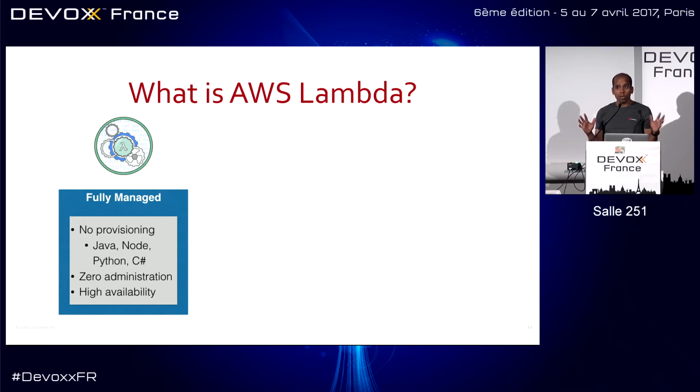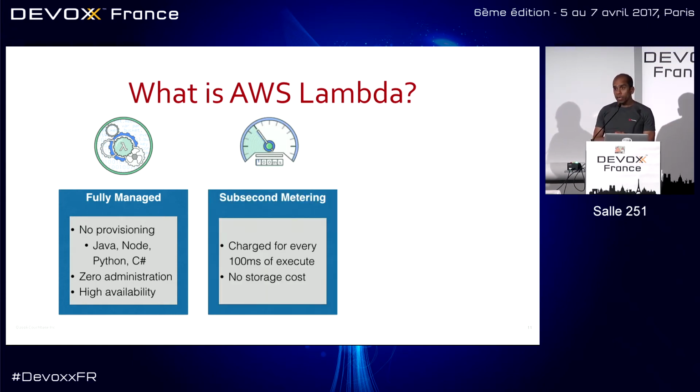Zero administration is required, because it runs as a managed service, and it's highly available. You can set it up in different regions and zones, the way you care about it. Then there's sub-second metering, which is the most awesome part of it. As opposed to paying per VM per hour, you are charged per 100 milliseconds of execution time. There is no cost for storing the function in the cloud. You write a function and upload it, and it's sitting out there, but the only cost is for the execution of the function, which is the cool part of it.